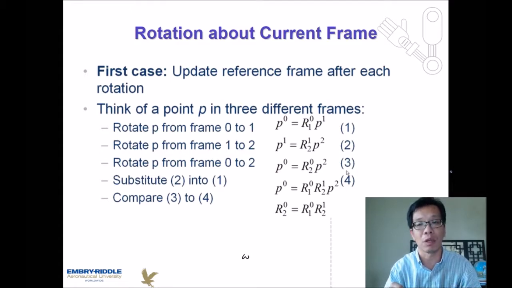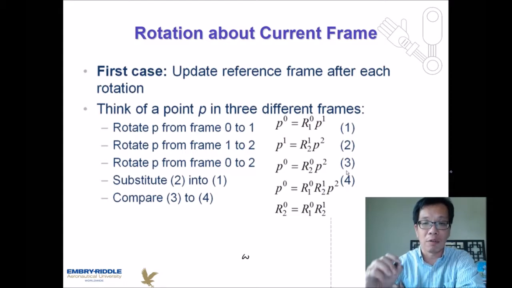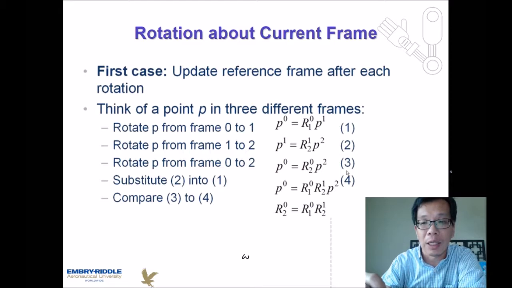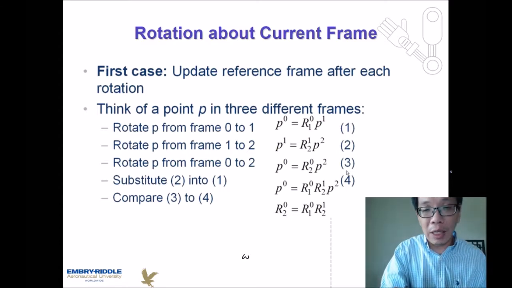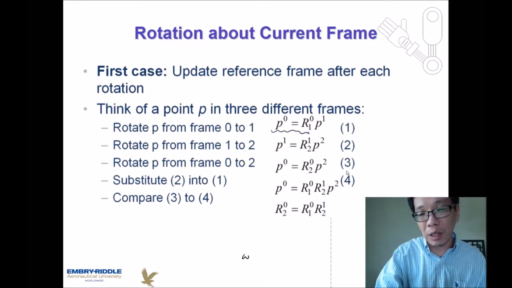The other thing is when we start to rotate, there are two types of rotation we're talking about. One is if we want to rotate about the current frame, how are we going to deal with the calculation? So the first case over here is we want to update the reference frame after each rotation. So if we think of point P in three different frames, then we rotate P from frame 0 to frame 1. Then it is straightforward. We just use this formula to come up with the new coordinate after the rotation.